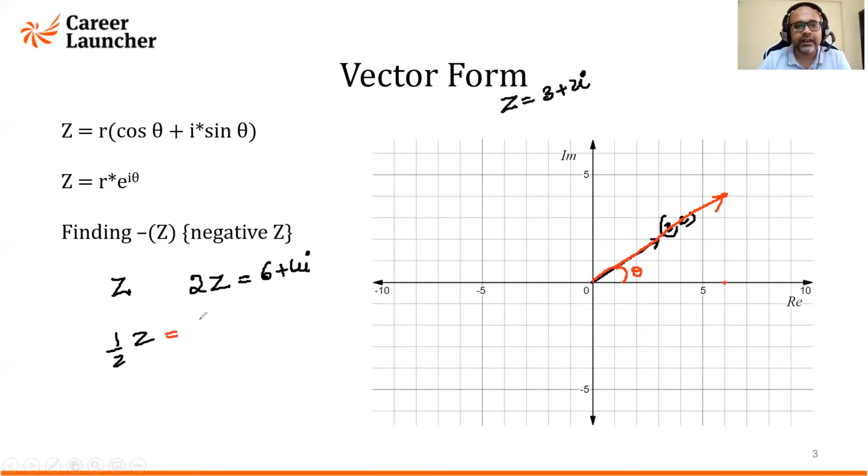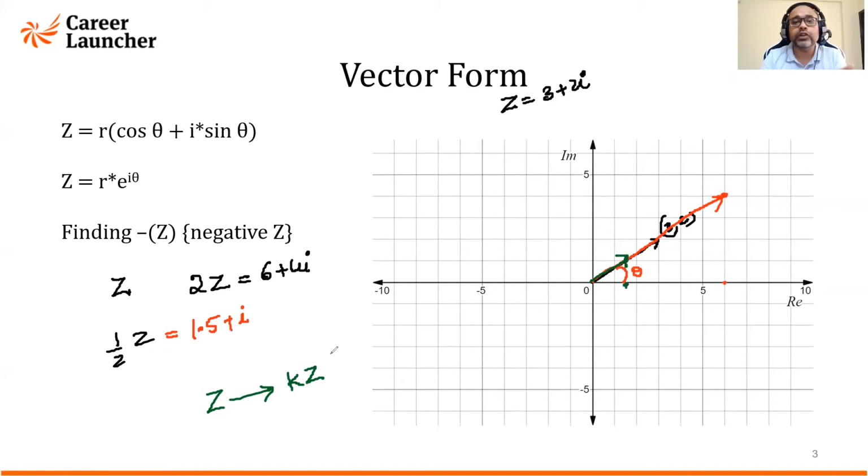Similarly, half z will be 1.5 plus i. If I use a green color, it will be very evident for you. This is your 1.5, and 1. So this is your z, like this. And here you can see again the angle or the argument is the same, but the vector became contracted. So when you take a z and make it k times z, you are either contracting it or expanding it, depending upon the value of k.